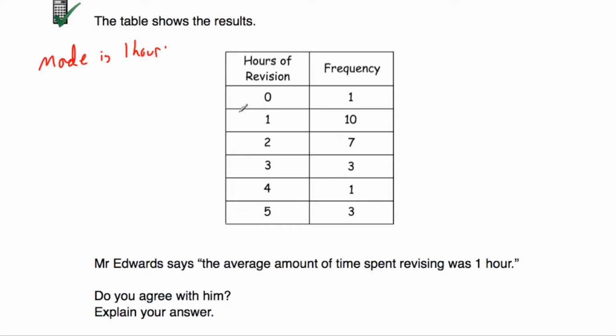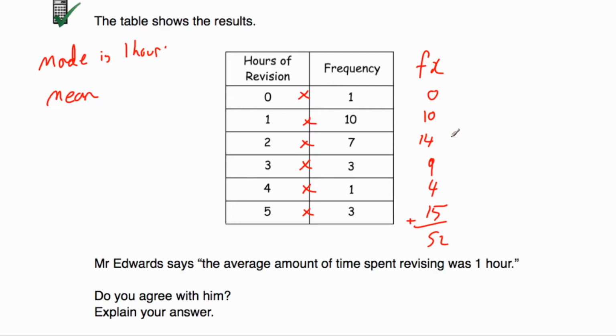So let's now have a look at the mean and the median. Let's work out the mean. To work out the mean from this frequency table, we're going to add on our fx column. So 1 times 0 is equal to 0, 10 times 1 is equal to 10, 7 times 2 is equal to 14, 3 times 3 is equal to 9, 1 times 4 is equal to 4, and 3 times 5 is equal to 15. If we add up this fx column, that would tell us the total number of hours the class said they revised for. So 10 plus 14 plus 9 plus 4 plus 15, and that's equal to 52 hours.